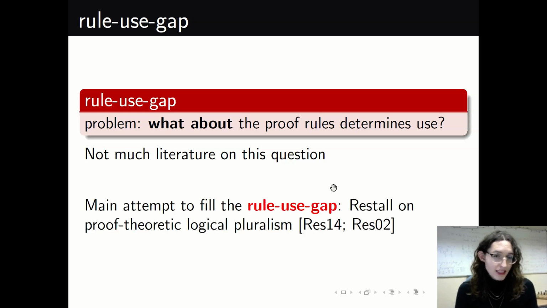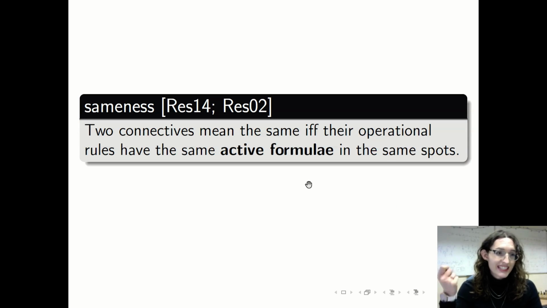Maybe the best place we could look is Greg Restall's work on proof-theoretic logical pluralism. Here he tries to carry over his 2006 model-theoretic logical pluralism, together with Beall, into the realm of proof theory. And as part of that work, Restall formulates what people later on call the sameness thesis. And the sameness thesis seems to be a suitable candidate for filling the rule-use gap. It tells us that two connectives mean the same if and only if the operational rules have the same active formulae in the same spots. So what about the proof rules is it that gives us connective use? It's the active formulae of the rules.